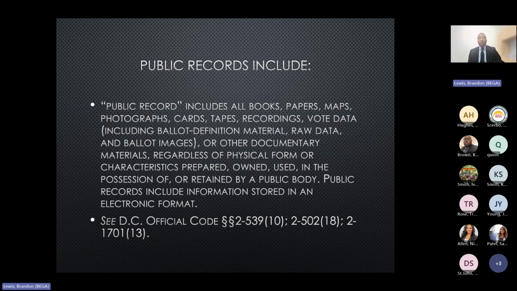Public records include all books, papers, maps, photographs, cards, tapes, recordings, vote data, including ballot definition material, raw data, and ballot images, or other documentary materials, regardless of physical form or characteristics, that are prepared, owned, used, and in the possession of or retained by a public body. Public records include information stored in an electronic format. I've cited to DC Code below here.